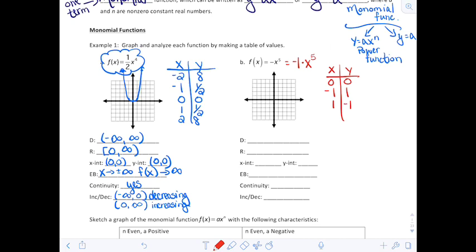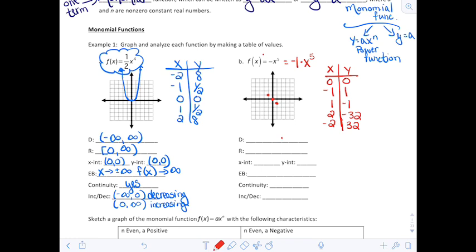I'll do a couple more, even though I'm not going to be able to fit them on my graph. I can plug in 2 for x. 2 to the fifth power is 32, and the opposite of that is -32. And then if I plug in -2, -2 to the fifth power is -32, and the opposite of that is 32. So let's see what this graph looks like. I have 0, 0, I have -1, 1, I have 1, -1, and then I have 2, -32. Oh my goodness, that's way, way, way down here. And -2, 32, it's way up here, so it rises and falls very quickly.